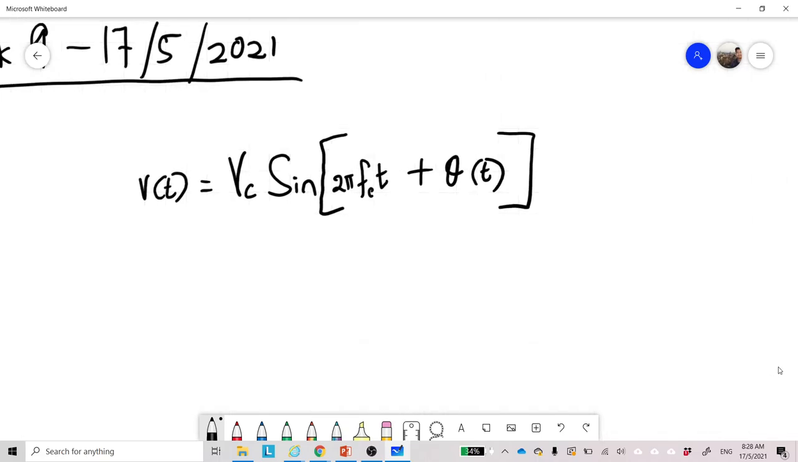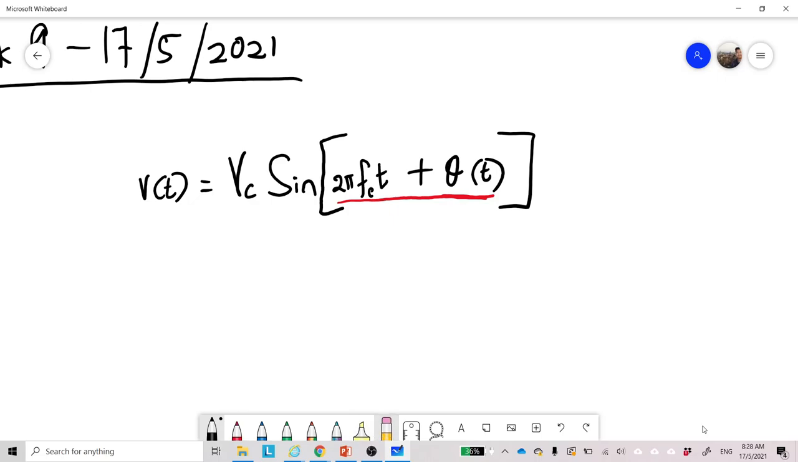So this is the general equation of angle modulation, and we have learned about the main parameters. This one is the phase deviation, and this is the frequency deviation. So theta(t) is the phase deviation parameter, the instantaneous phase deviation, and the whole thing here is the instantaneous phase. The unit for the parameter is in radians.